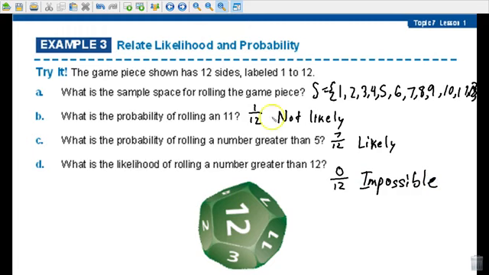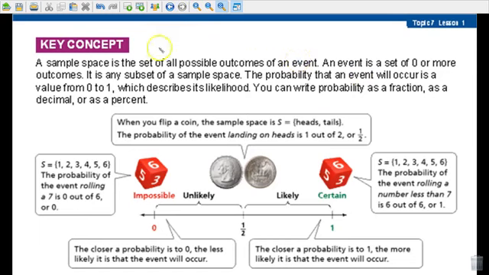So, these are your answers. Here's the key concepts if you want to look at it.